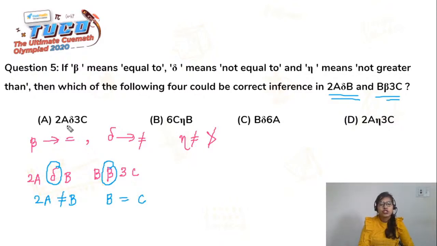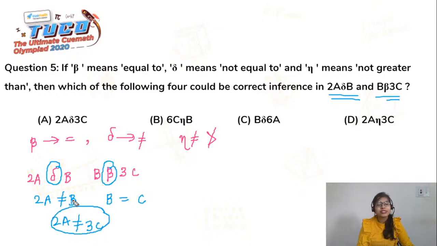Coming to the first one, 2a delta 3c. That means, can I say that 2a is not equal to 3c? Yes. Can I say this? Anybody? 2a is not equal to 3c? Okay, as you all can see, how am I going to achieve this case? We know that 2a is not equal to b, but b is equal to 3c, right?